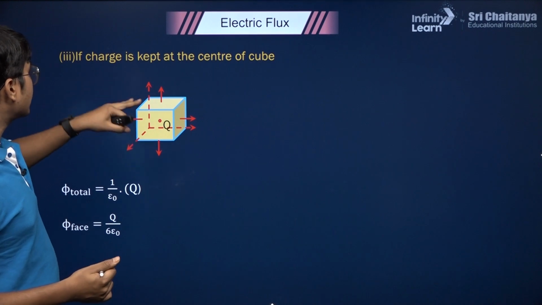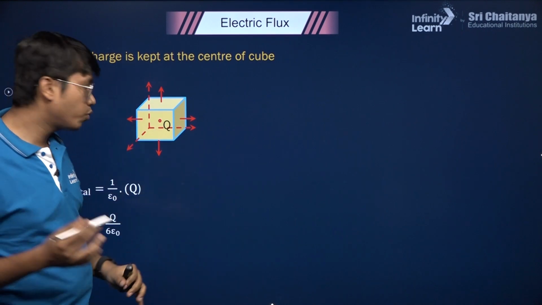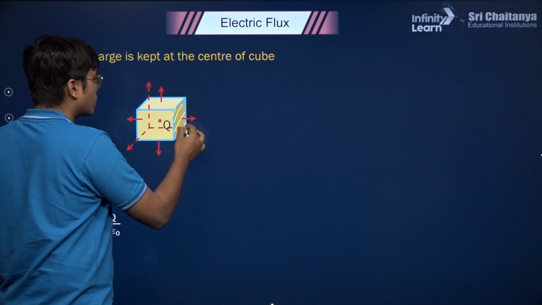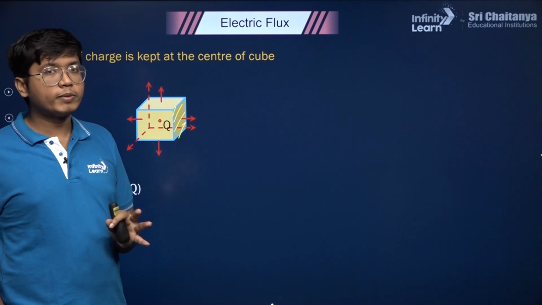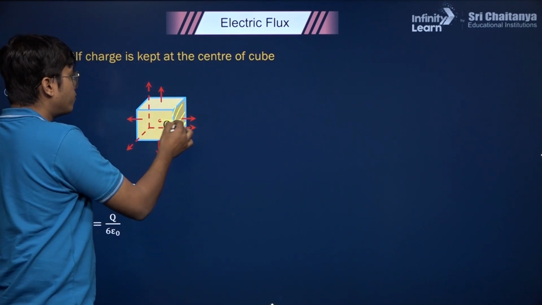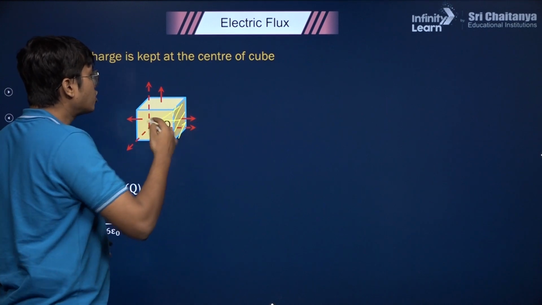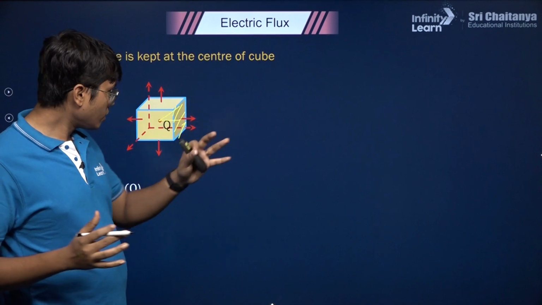It says a charge is kept at the center of a cube. I want to find the flux linked with any surface. Now again, if I consider this surface, that's not going to be symmetrical because the central point of the surface has a different distance, and the edge of the surface has a different distance from the charge, so it's not symmetrical.